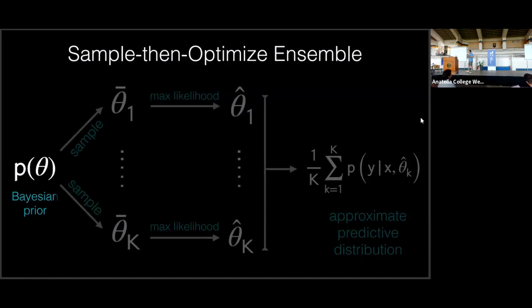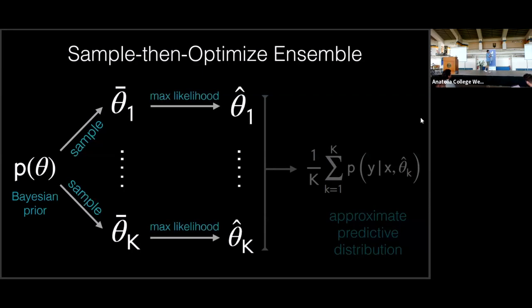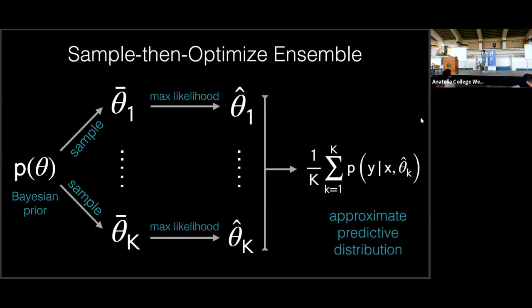And so here is the same diagram as follows. Now we start with the prior. Again, this is our starting point for uncertainty quantification. We draw samples from the prior, say k samples, theta bar here. And we will use these as the initialization of our neural network, or whatever model we're using, during our training process. So we initialize our neural network with these k samples. Then we do maximum likelihood learning to get the k parameter estimates. And we can ensemble them into some sort of approximate predictive distribution, just like we did before.